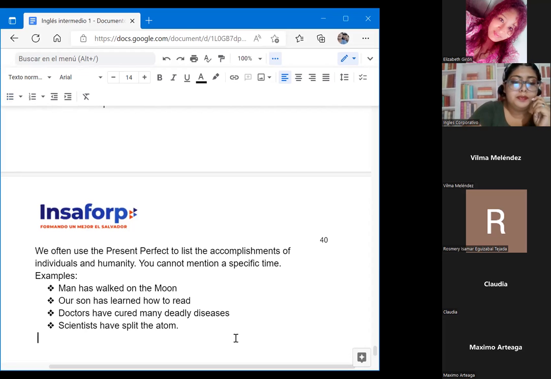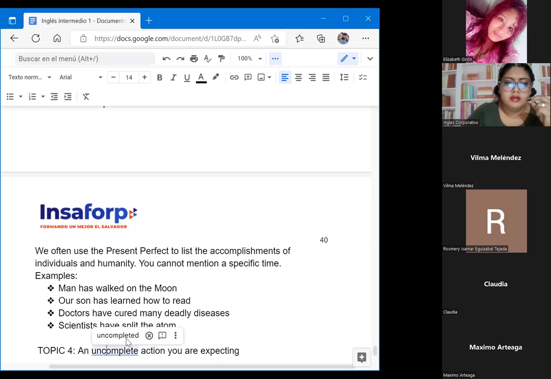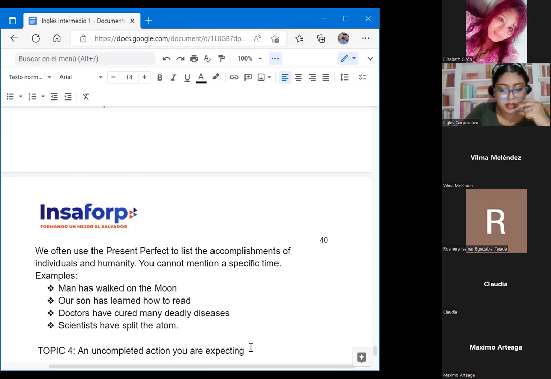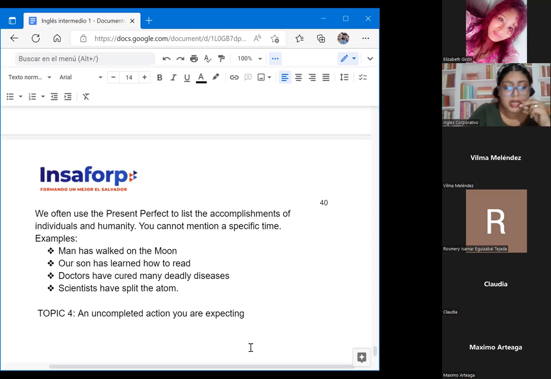So we have topic number 4. And this one is talking about an incomplete action you are expecting. In this one, you are saying that an action which we expect has not happened. Using the present perfect suggests that we are still waiting for the action to happen. In this case, it's something that is not finished. So we are expecting that in some time, this action will happen. So in that case, we are going to use this tense for that kind of actions. And we have the examples.